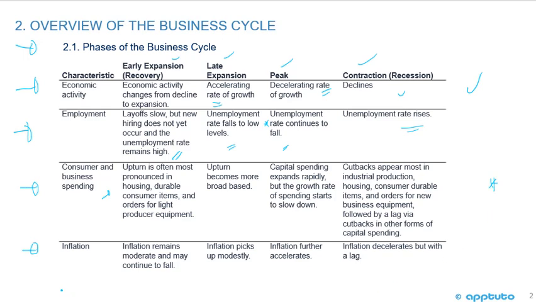And finally, if we look at inflation through the phases of the business cycle, in the early expansion recovery, inflation remains moderate, may continue to fall. In the late expansion, inflation picks up modestly. At the peak, inflation further accelerates. And then finally, in the contraction, inflation decelerates, but with a lag. So it's important to understand the phases of the business cycle and the impact on some of the characteristics such as employment, consumer and business spending, and inflation.